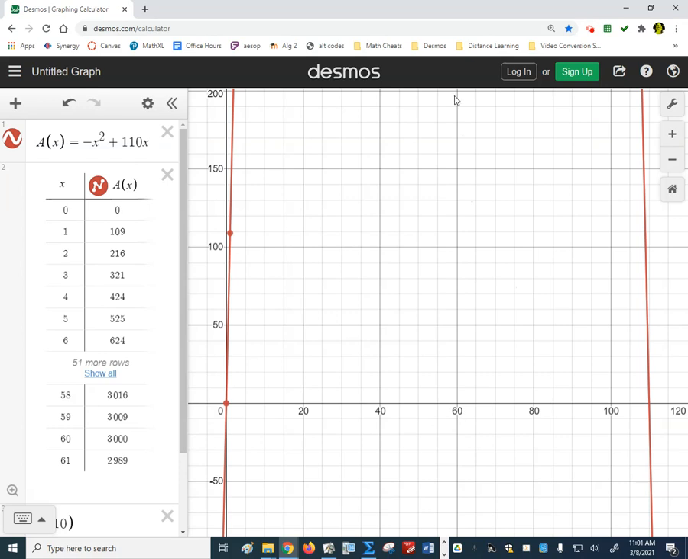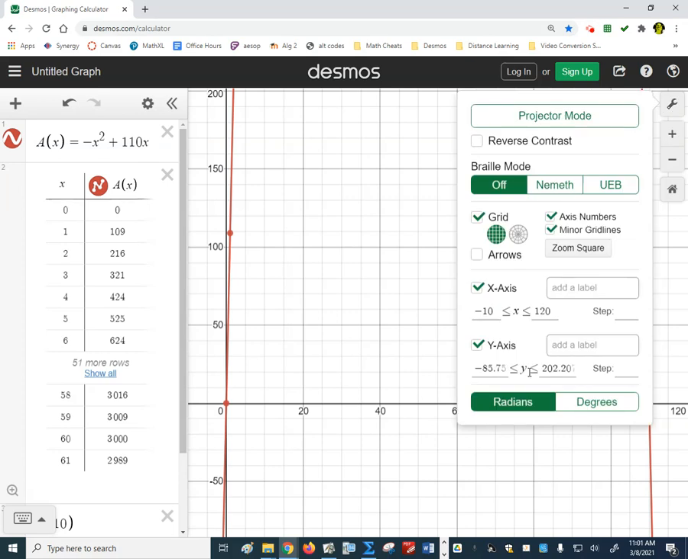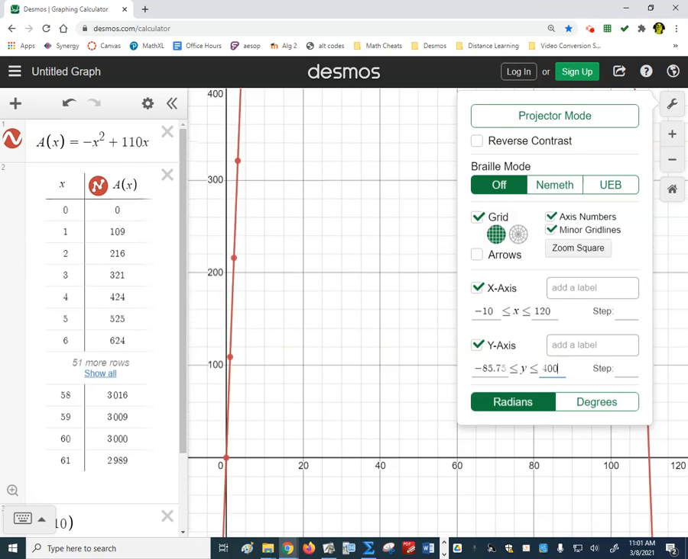Okay, but now I don't see the vertex, right? I need to see the vertex. So pretend I don't know how high the vertex is. I'm going to go into my graph settings, go down to the y-axis, and mess around with this until I get a value that works for the top value. What if I tried something like 400? That's not big enough.